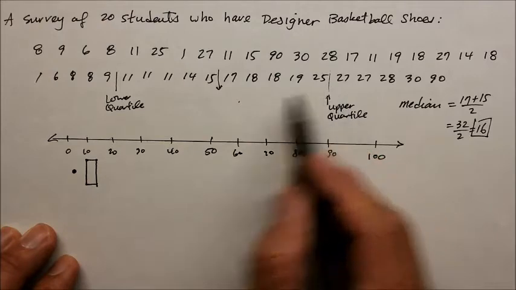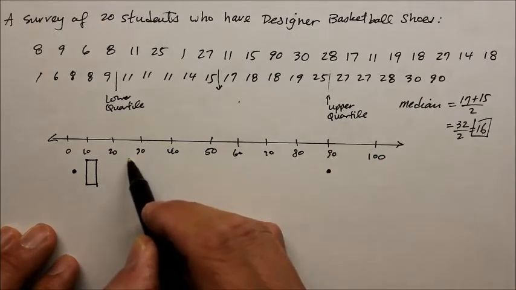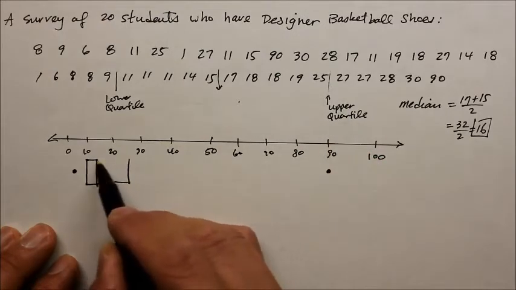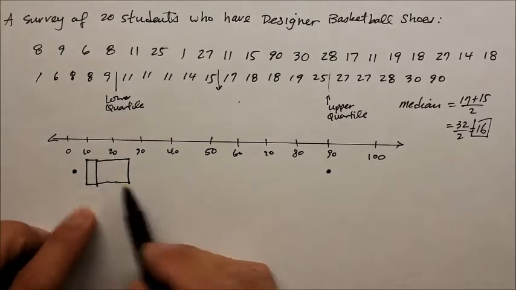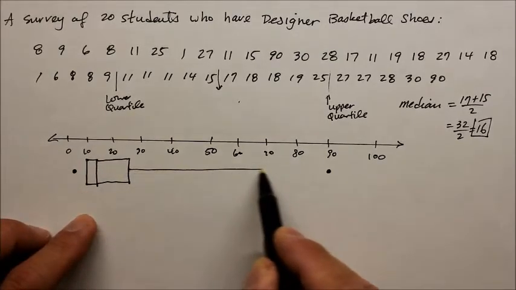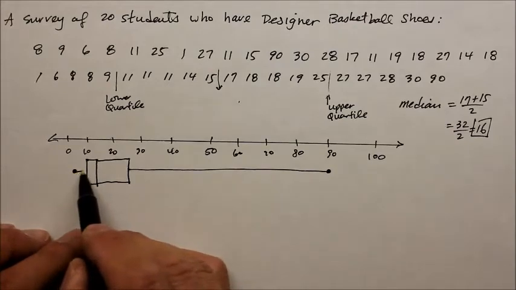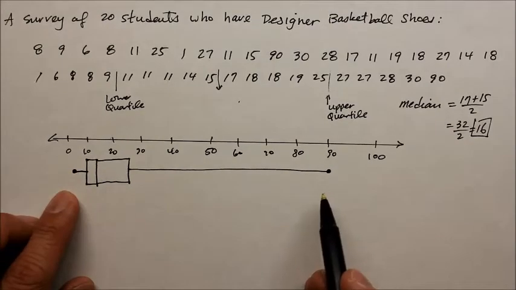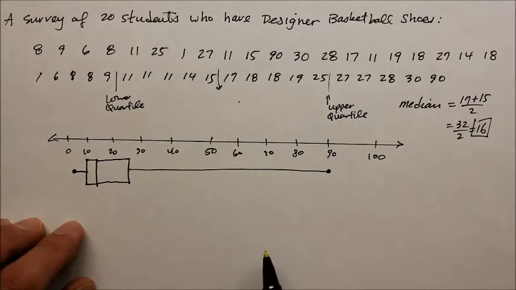And here, the 26 is somewhere over here. And I'm going to kind of estimate it. So here's your box. And here is your whisker to one side. And here's the whisker to the other. Box and whiskers. That's how it's done.